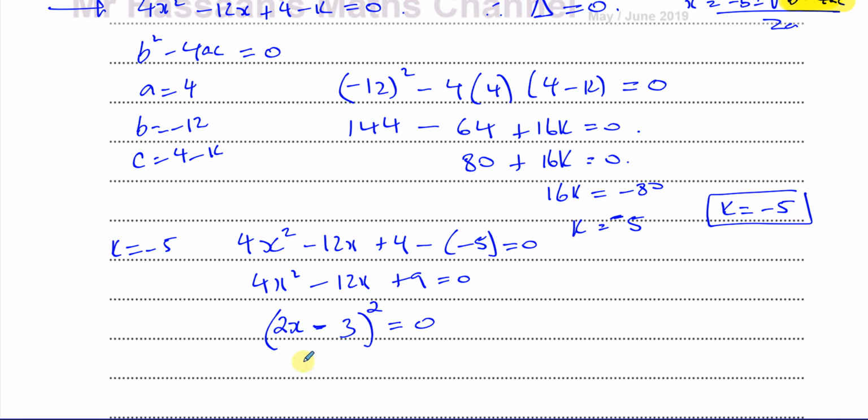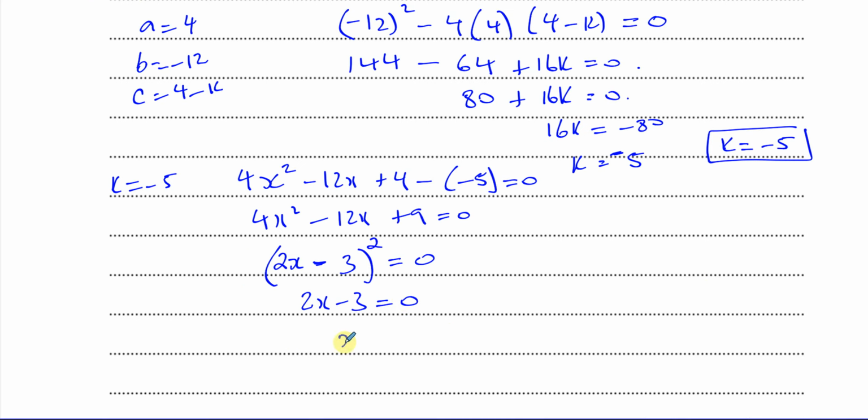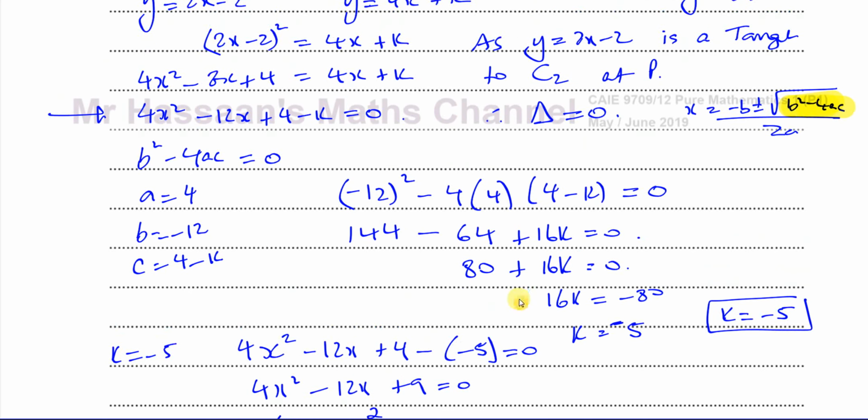So then we can say that 2x minus 3 is equal to 0, which means x is equal to 3 over 2. So that's the x value of the point P. The x value of the point P is 3 over 2. Now what's left for us to find is the y coordinate of the point P.